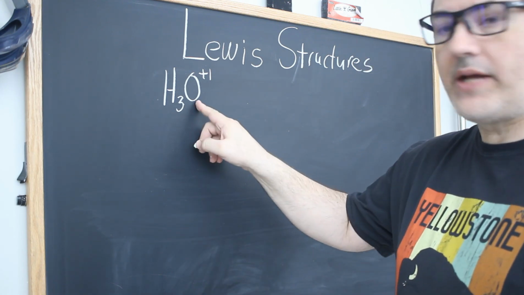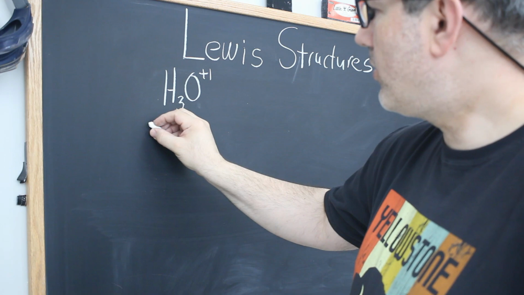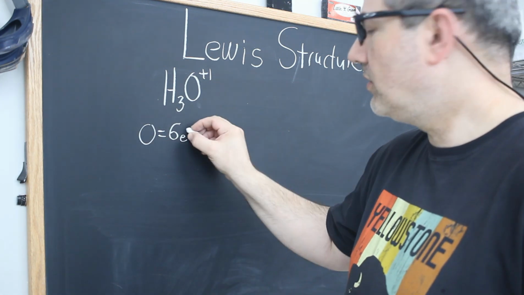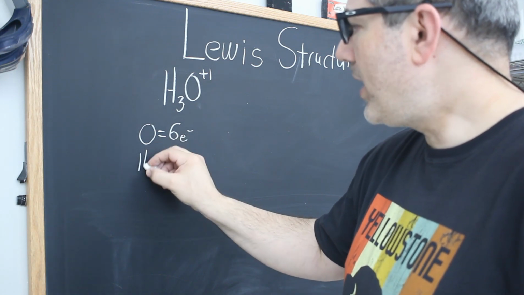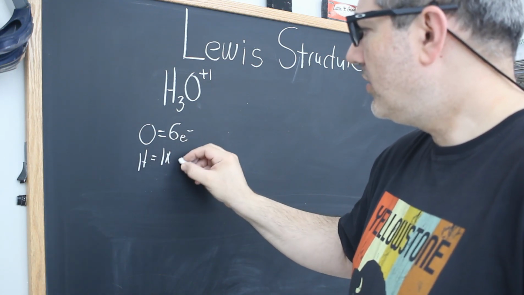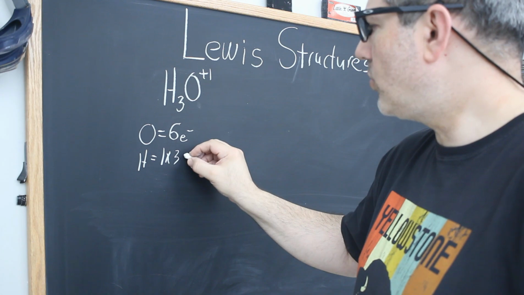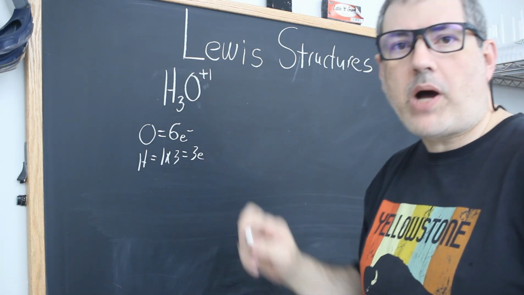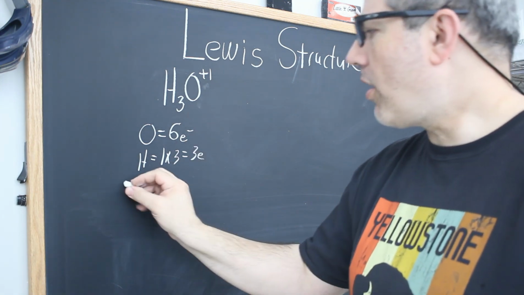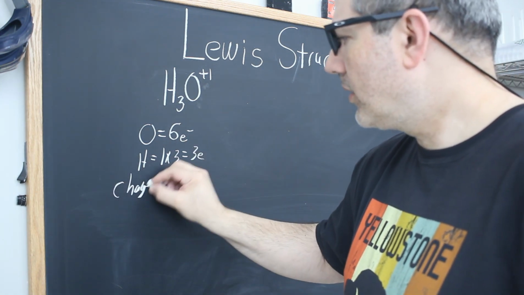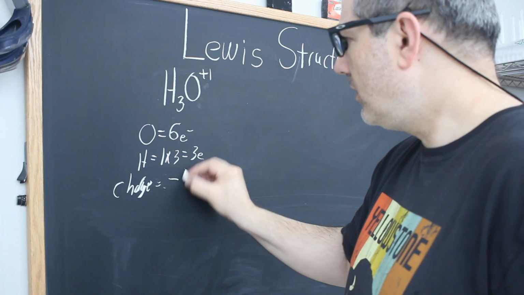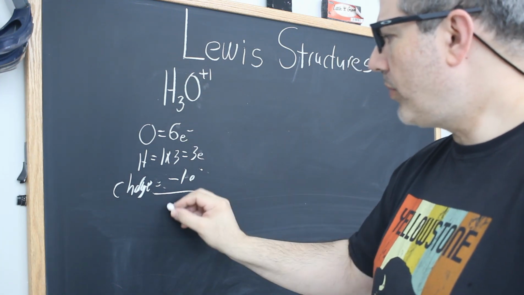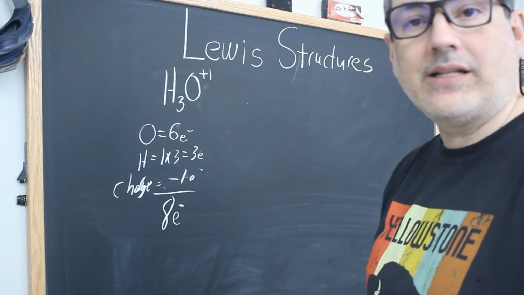So, with hydronium, let's count up our valence electrons. So we have 6 from oxygen, we have 3 hydrogens, so that's going to be 3 times 1, 3 electrons. But now we have a charge. This is a polyatomic cation. So for our charge, we remove an electron. So this would be 9, now we remove one. So we have a total of 8 electrons to work with.